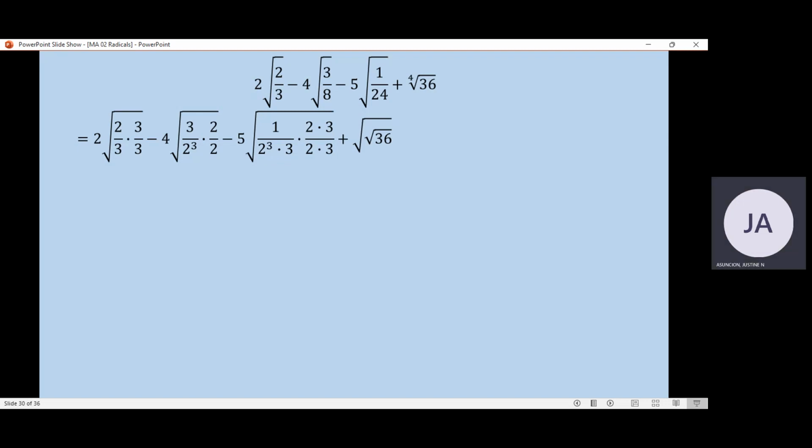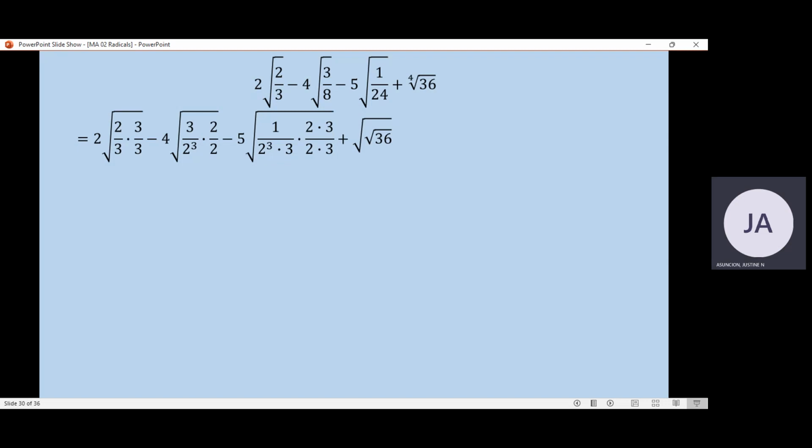In 2 thirds, we multiply by 3 over 3. And then for the 3 over 2 cubed, we multiply by 2 over 2. And then for the square root of 1 over 24, as you can see here, we have 2 cubed times 3, which is 24. So that's 2 cubed.